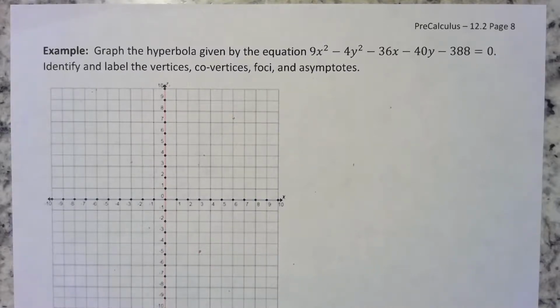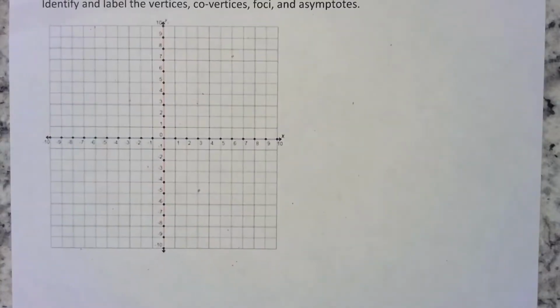Graph the hyperbola given by the equation blah blah blah. Identify and label the vertices, covertices, foci, and asymptotes. Well, this particular equation is not in the right form. So let's just rewrite that.